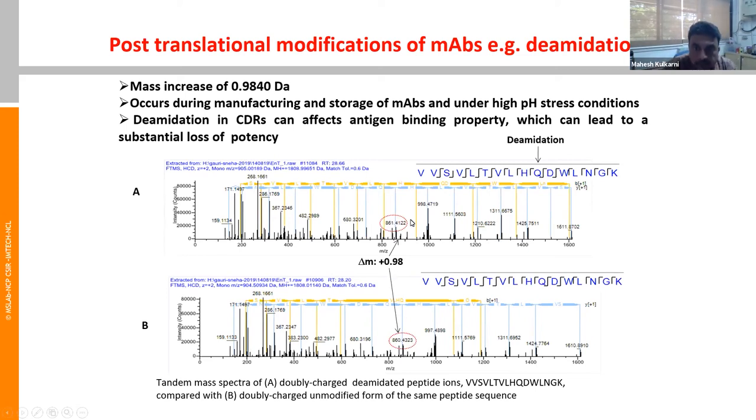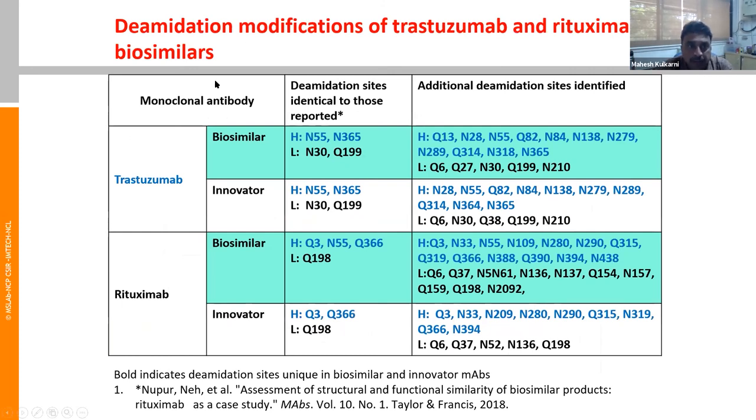Okay. So we compared the deamidation sites identical to those reported previously. So this is a biosimilar, innovator. These are the reported sites, asparagine and glutamine. Similarly, we also identified additional deamidation sites in both trastuzumab as well as rituximab. These are newly identified in our study, which were not previously reported.